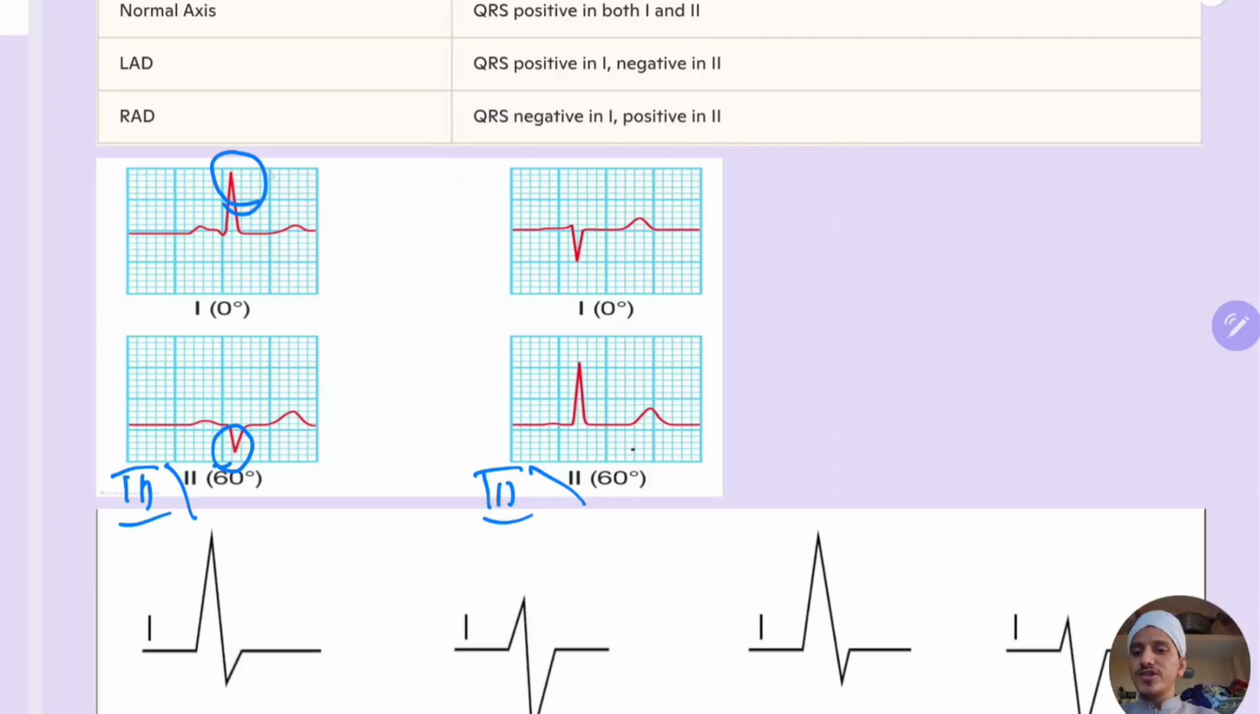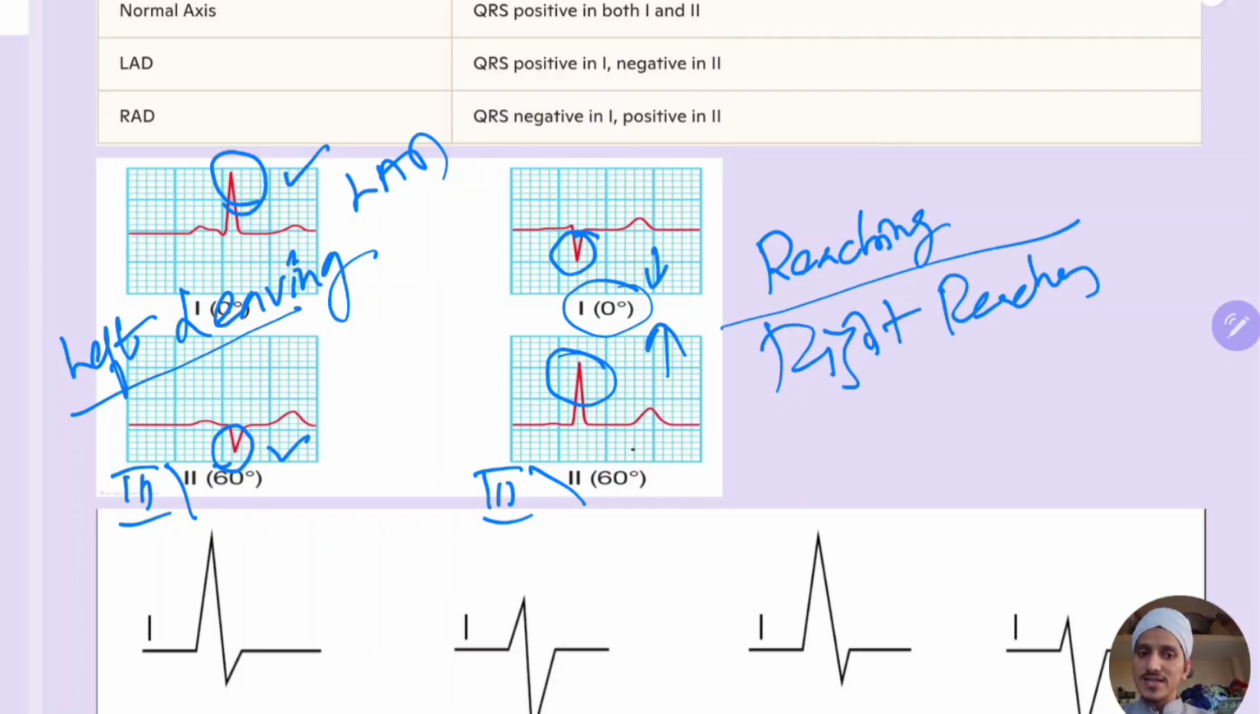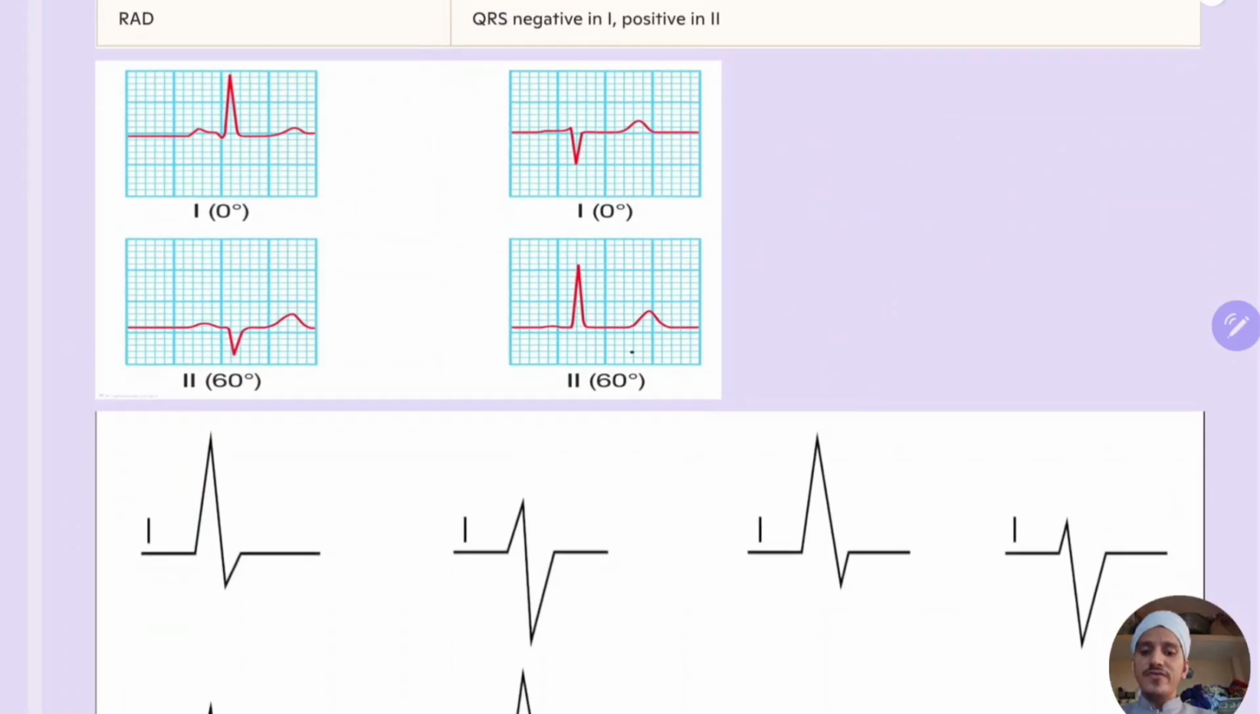If this is positive and this is negative, they are leaving each other. This is called leaving. "Left leaves" is the mnemonic to remember this. So this is left axis deviation. If lead 1 is negative and lead 2 or 3 is positive, they are reaching towards each other. "Right reaches" is the mnemonic to remember this. So that is right axis deviation. That's based upon leads 1, 2, 3. Now based upon lead 1 and aVF, this is the method.